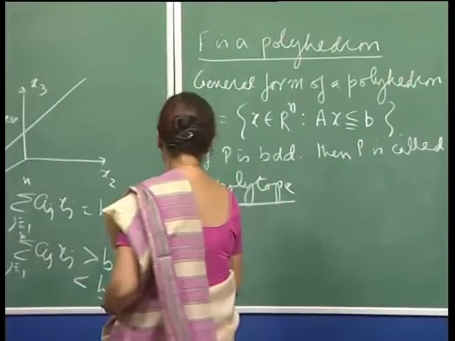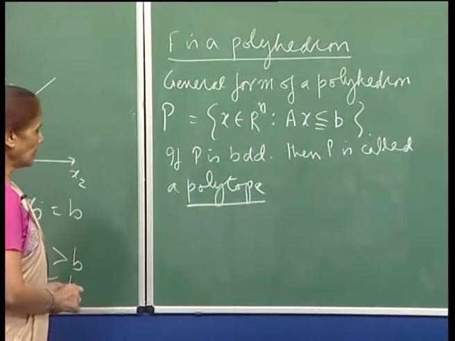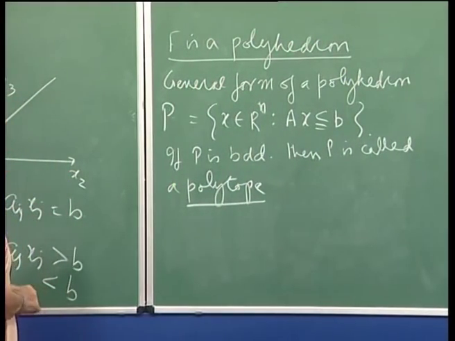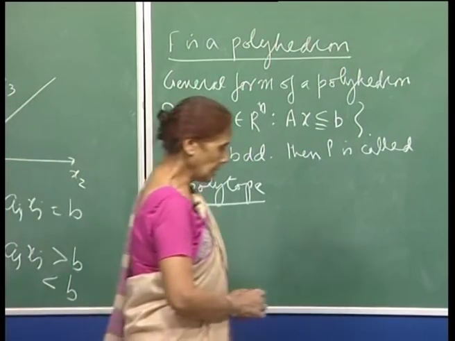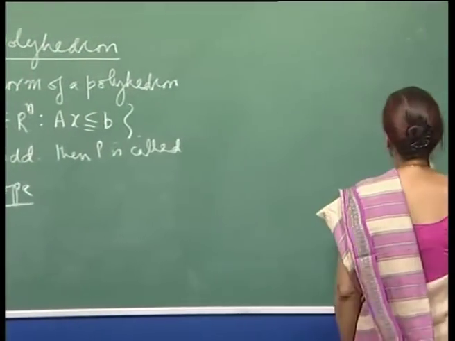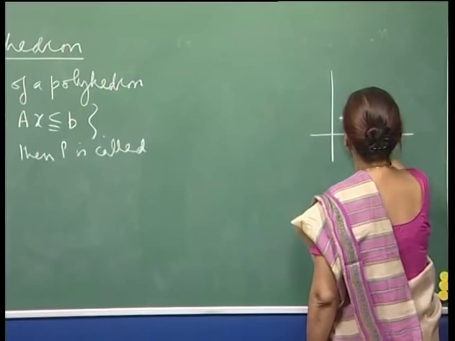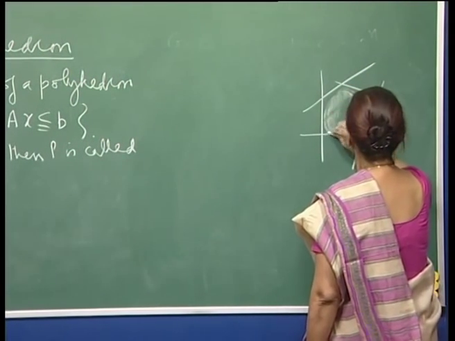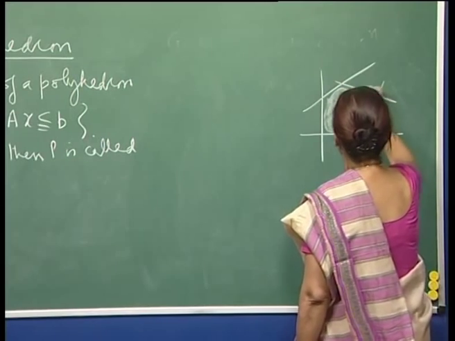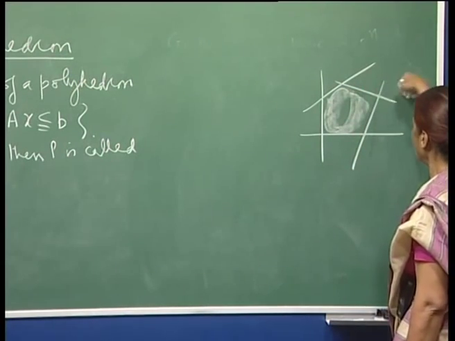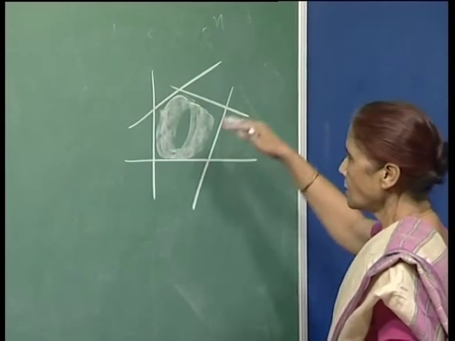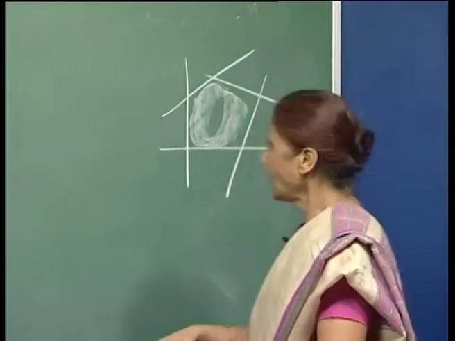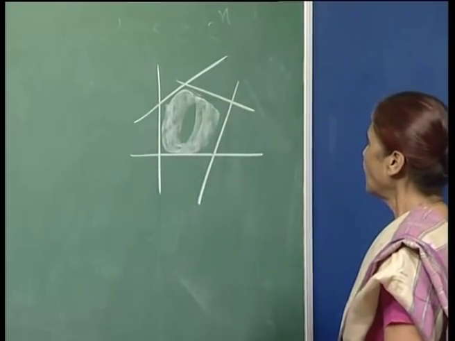Fine. Now you have a polyhedron, and of course it is so much more convenient to draw this. So a polyhedron is something like this. It is bounded by linear constraints, straight lines in 2 dimensions. In 3 dimensions it will be hyperplanes, and so on. So this is a polyhedron.